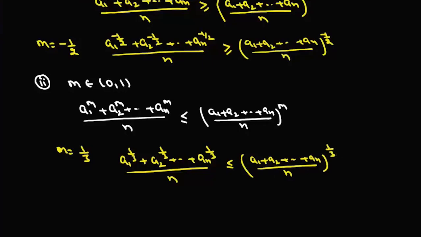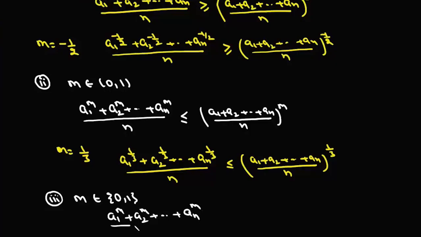And then we have the third and trivial case, if m belongs to the set containing 0 and 1. So if m is 0 or m is 1, in that case both the expressions will be equal. So we can write (a1 to the power m plus a2 to the power m up to an to the power m) whole divided by n will be equal to ((a1 plus a2 up to an) by n) whole to the power m. So we have this equality when the value of m is either 0 or 1.